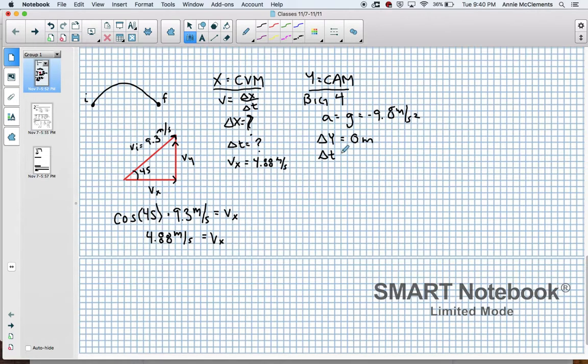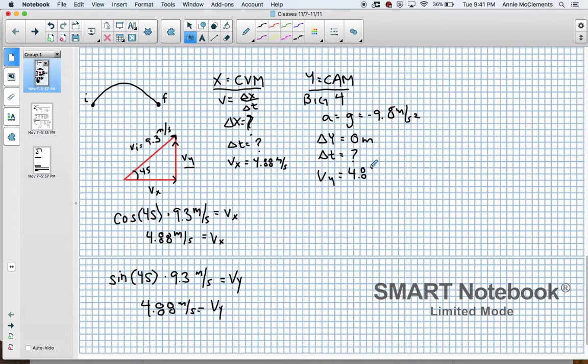Again, we don't know the time, little question mark. And we could solve for the initial vertical velocity using the same kind of trig principles. The vertical velocity is opposite the 45-degree angle, so we're going to use the sine of 45 times 9.3 meters per second equals Vy. This is also going to equal 4.88 meters per second. That's Vy. Go ahead and chalk that up there.